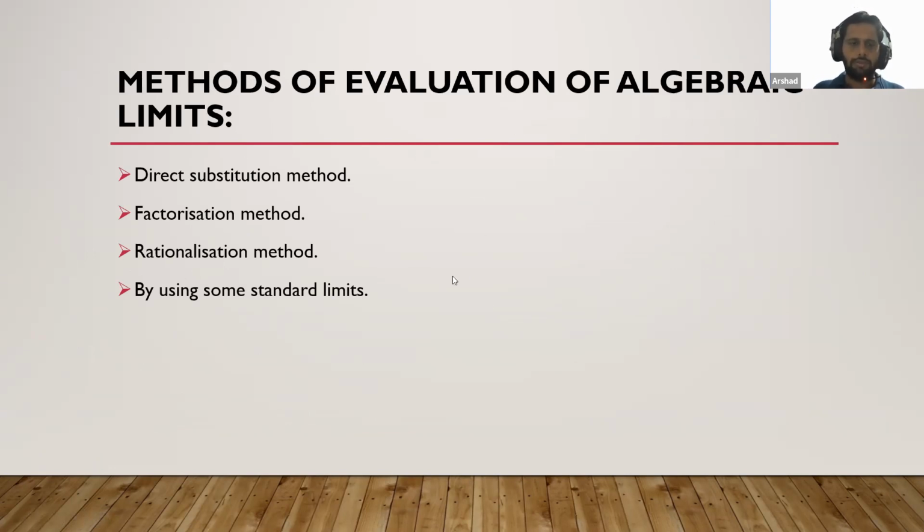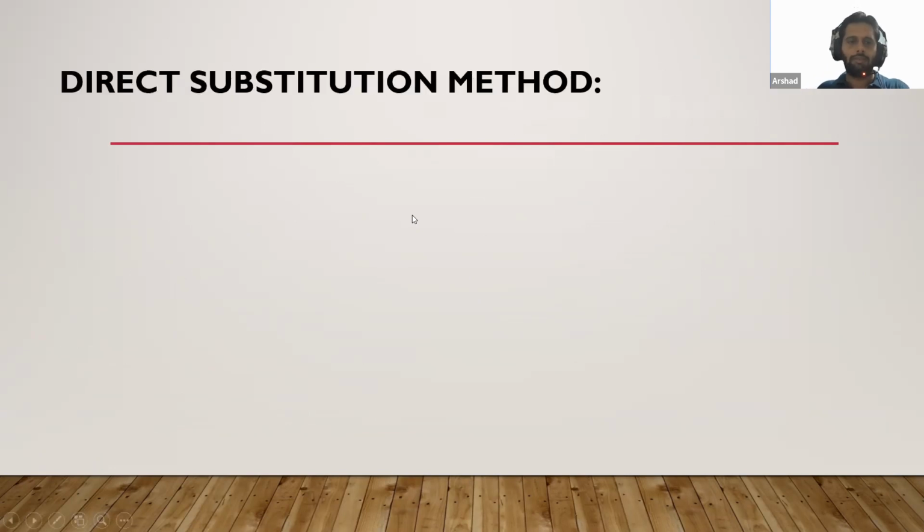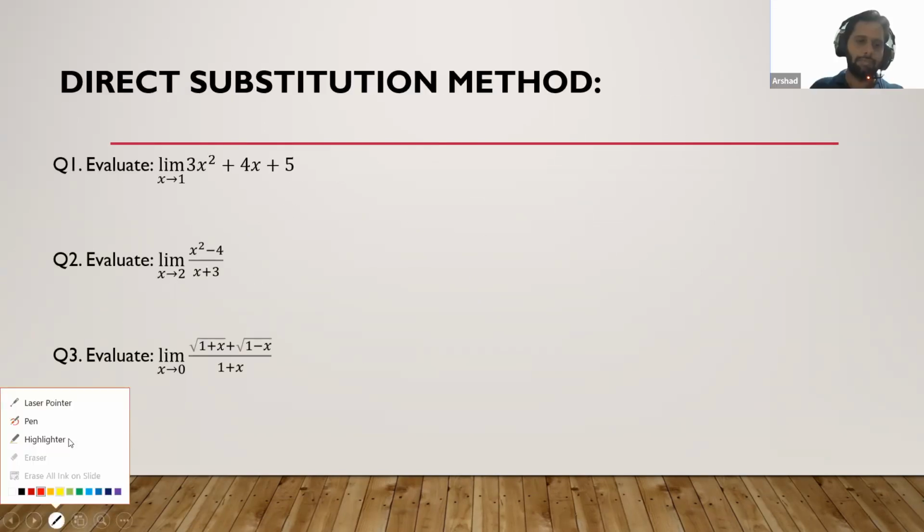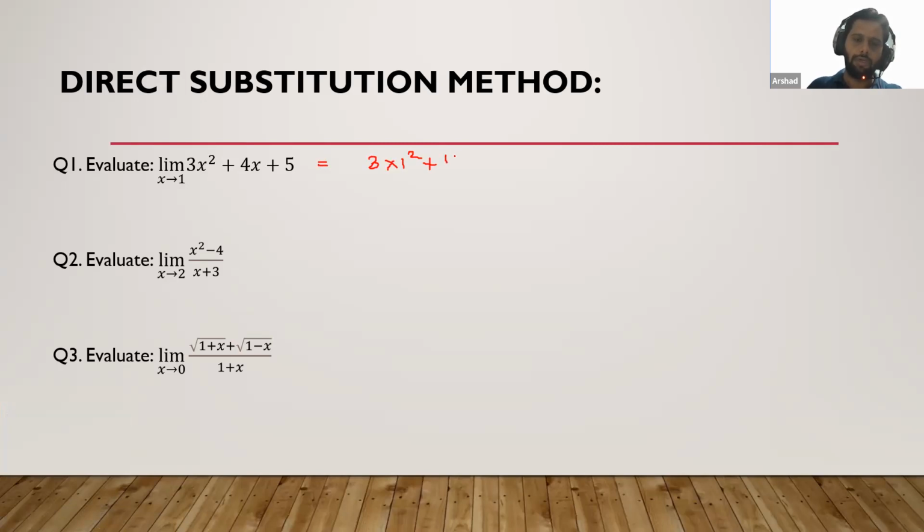Okay, Atif, you were absent yesterday, but I hope you remember the topics which you did in class 11. Remember that we have direct substitution. For example, in this case, we will directly put the limit. So the answer will be 3 into 1 square plus 4 into 1 plus 5. So this will be equal to 3 plus 4, 7, 7 plus 5, 12.